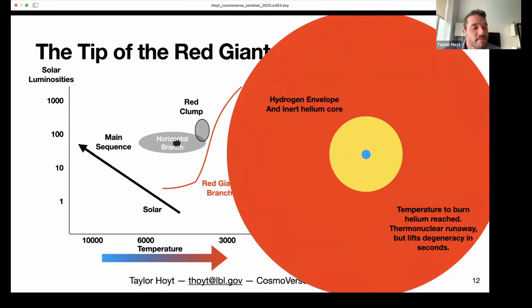reaches a temperature to burn helium. The core by that point is degenerate, and so the helium burning is a runaway because it's temperature insensitive, but the runaway only lasts a few seconds, because actually the input energy, which rivals that of a galaxy itself, is immediately absorbed, and degeneracy is lifted in the core for stable helium burning.